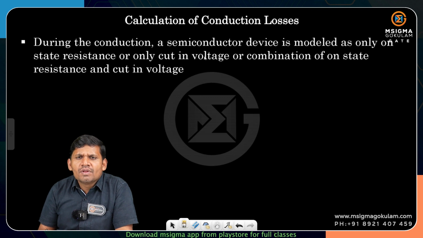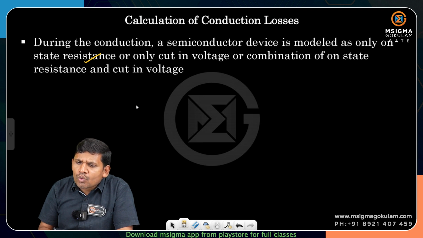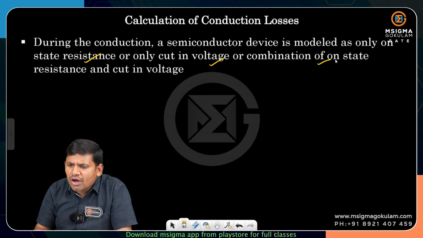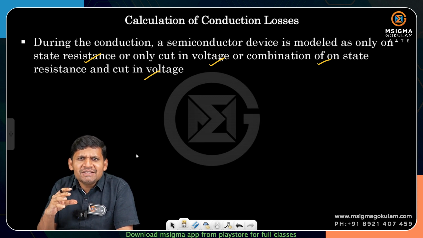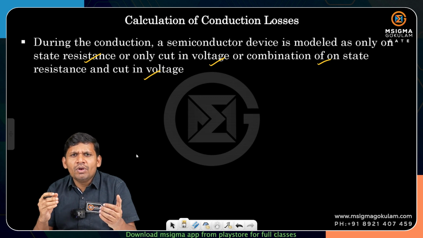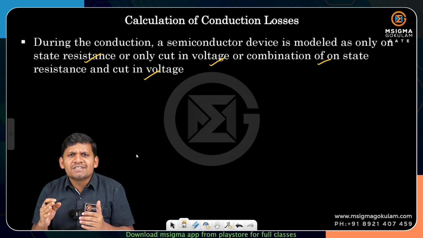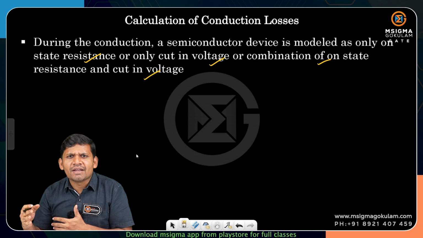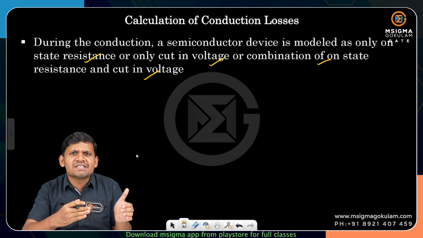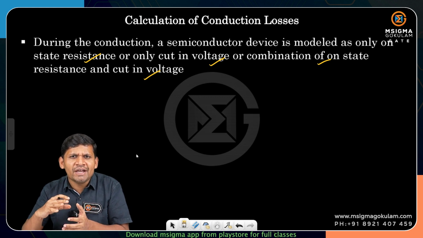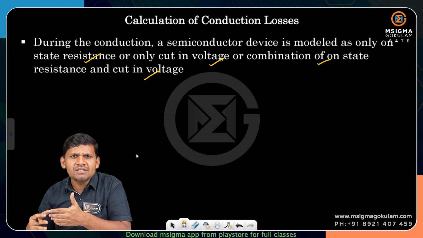During conduction, a semiconductor device is modeled as only on-state resistance, or only cut-in voltage, or a combination of on-state resistance and cut-in voltage, students. That means we are representing it with an equivalent model. For example, if the diode is conducting, it is replaced by one resistance. If the BJT is conducting, it is replaced by one resistance. Or the diode is replaced by a resistance and voltage drop. If it is modeled in different ways, then whenever current is passing through the device, what are the conduction losses, that I have to explain.